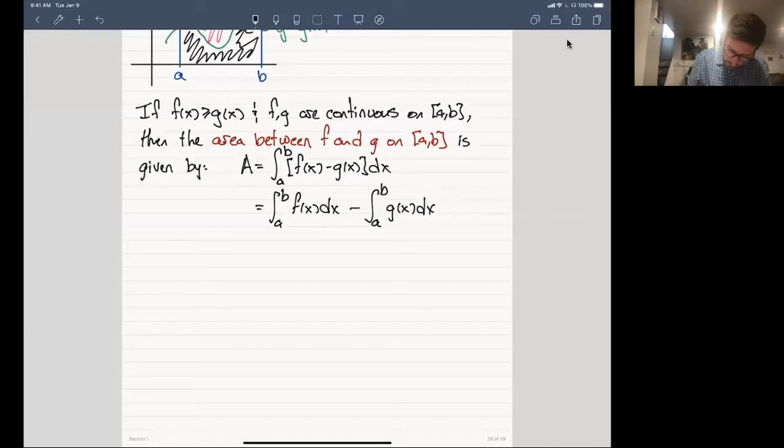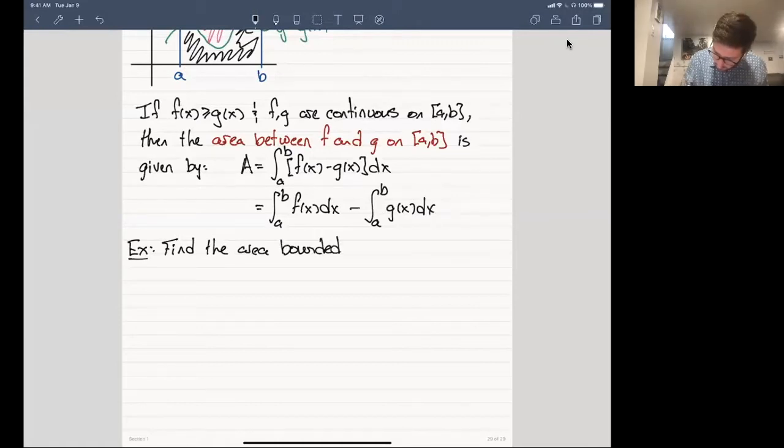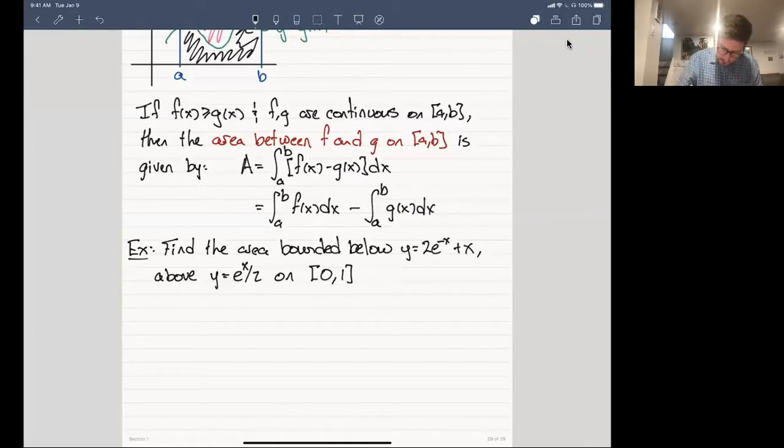Okay, so let's jump right in with an example here. Let's say find the area that is bounded below y is equal to 2e to the minus x plus x, and above y is equal to e to the x over 2, on 0 to 1. So let's offer up a quick sketch so that we can visualize this area that we're working with.